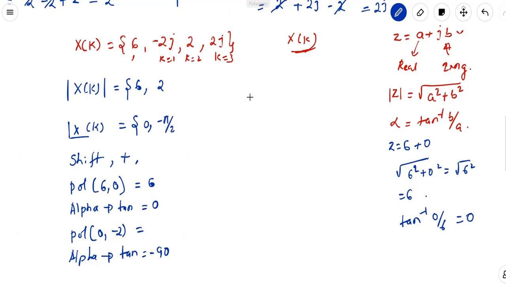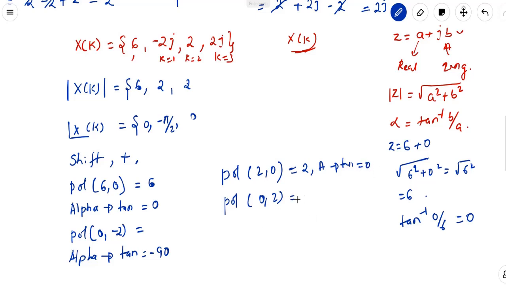In the same way, for the next value you have to give POL 2, 0, and for the last value POL 0, 2. If you press equal, you get amplitude 2, and the angle you get as 0. Again here, if you press equal, you get amplitude 2. Then you click on alpha, then tan, and equal, and the angle you get is 0.